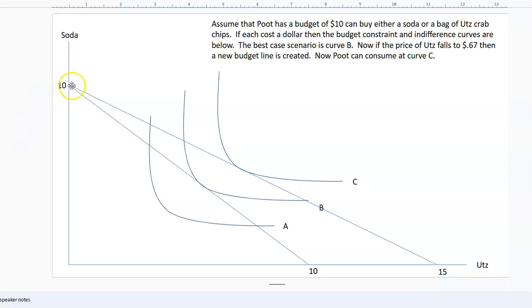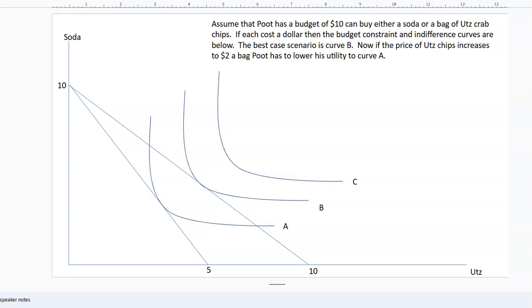And so the slope of the budget line changes. When the slope of the budget line changes, now we can consume on the indifference curve C. So we have a higher level of satisfaction. Let's think about that a minute. This is common sense, right? If the price of something that you're consuming falls, your level of satisfaction should increase. You should be able to get more of it, which should make you generally happy.